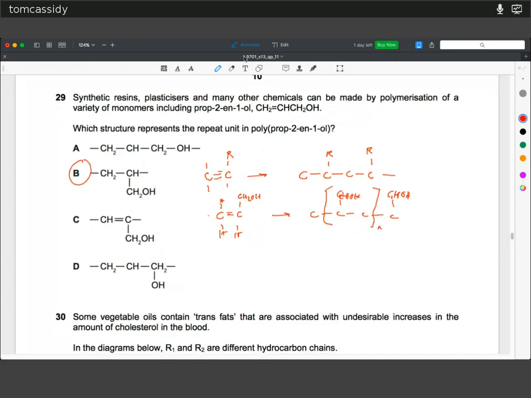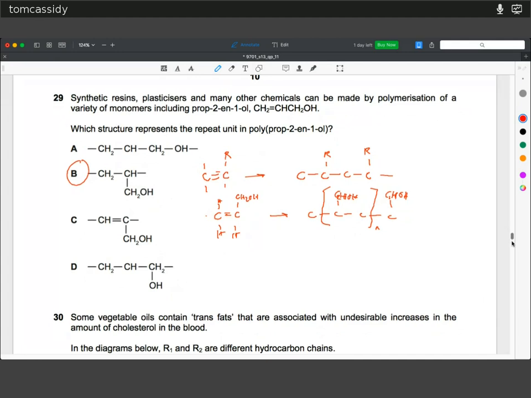All right. I'll just rush through these ones at the end, as I'm running out of time now.